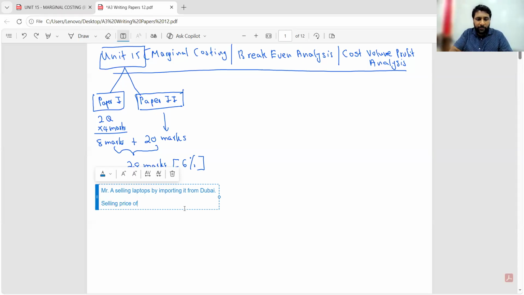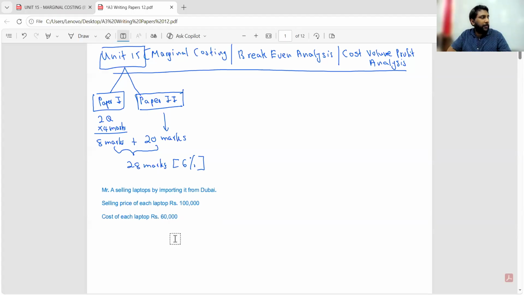Selling price of each laptop, rupees 100,000. Cost of each laptop, rupees 60,000.